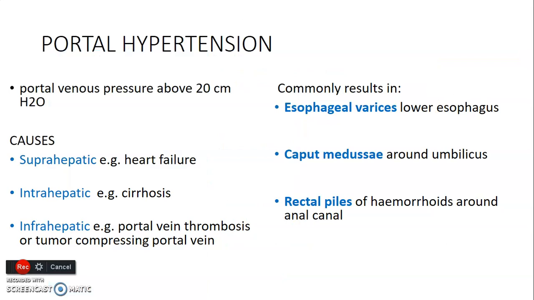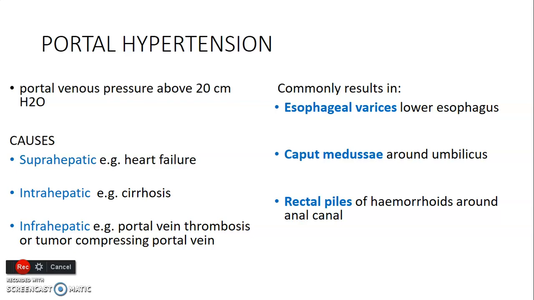So why is this important? Because of what we call portal hypertension. This is the increase in venous pressure within the portal vein above 20 centimeters of water. It's caused by three subclasses: suprahepatic, intrahepatic, and intrahepatic causes.